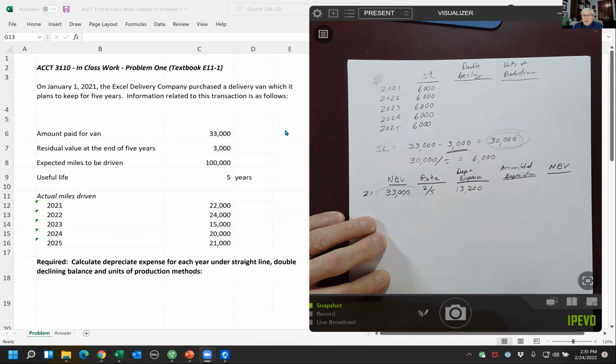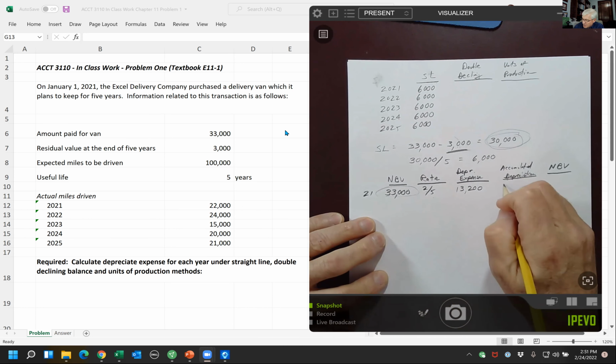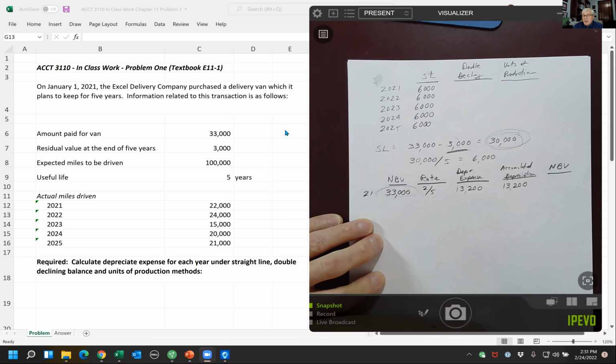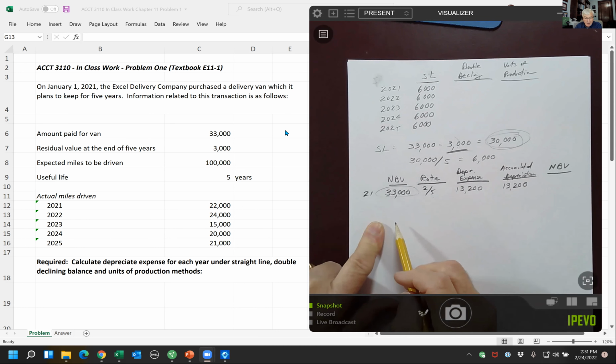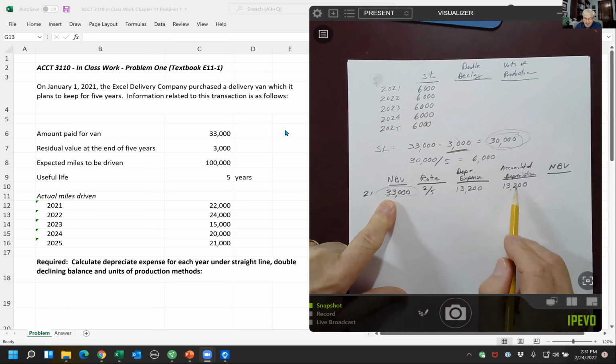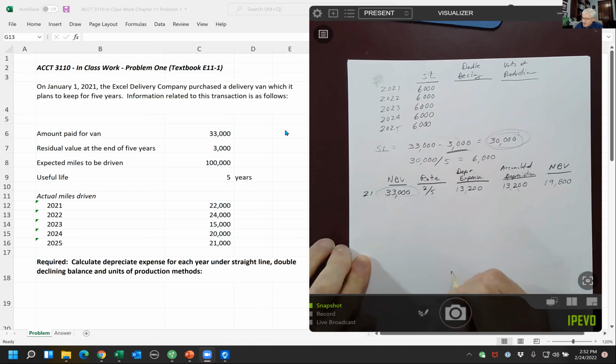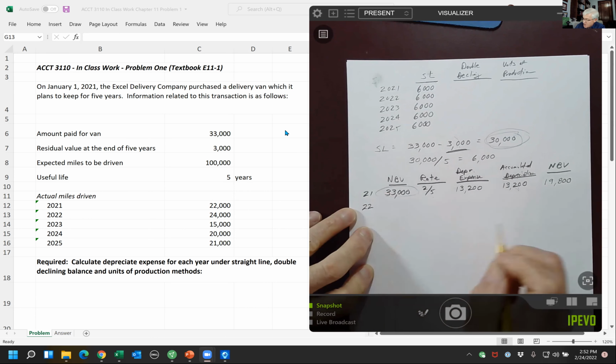13,200. So what's our journal entry? It would be debit depreciation expense, credit the contra asset, accumulated depreciation. This is our first entry for accumulated depreciation for this particular asset. And now we have a new net book value, which is going to be 33,000 minus 13,200, or 19,800.